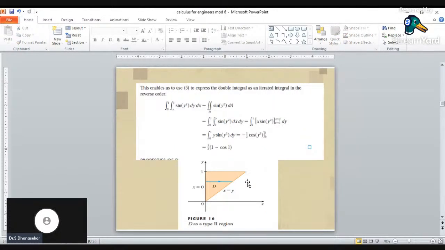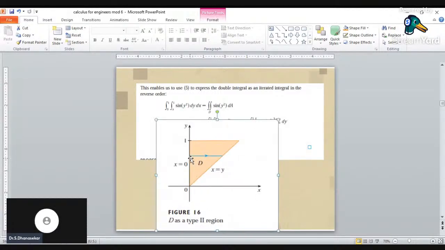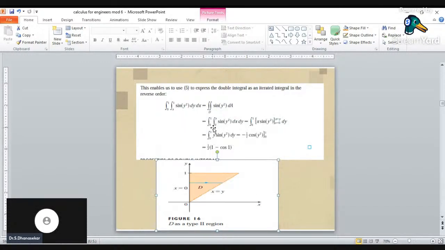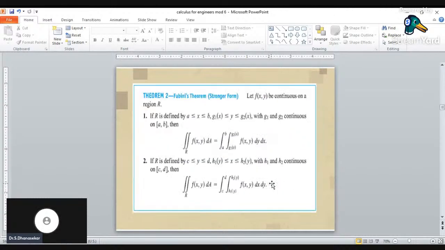Now, if I want to change this into dx dy, I have to draw a horizontal line, where the horizontal line starts at the y-axis and ends at x equal to y. That means my inner integral limit will be 0 to y. At that time, my y varies from 0 to 1. Now, these are some examples you can work on.